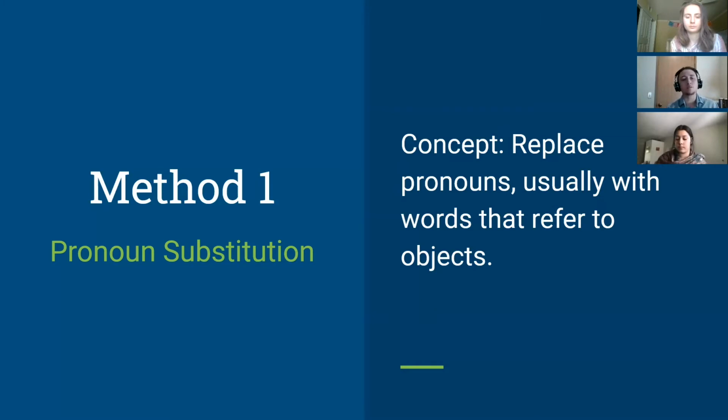The first method I want to talk about is pronoun substitution. The concept here is that you replace the pronouns, and usually you do that with words that refer to the object instead of to the subject. And you'll notice as you look at this method that it's not going to apply to every situation, and that's okay, it's not supposed to. It's just one tool of many that we're going to go over.